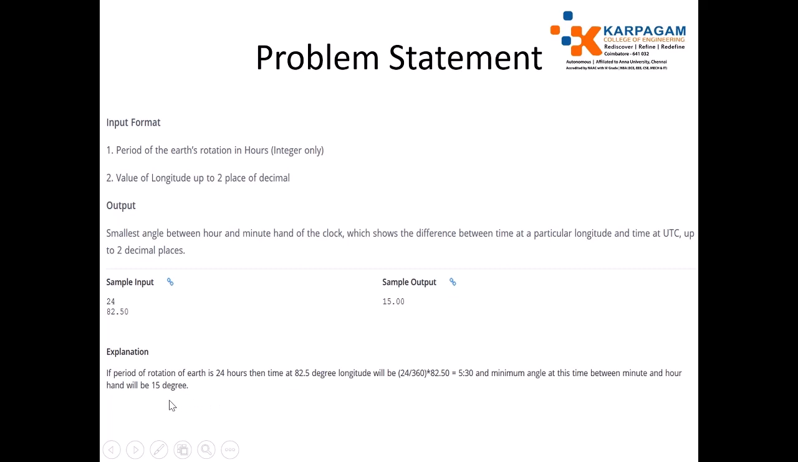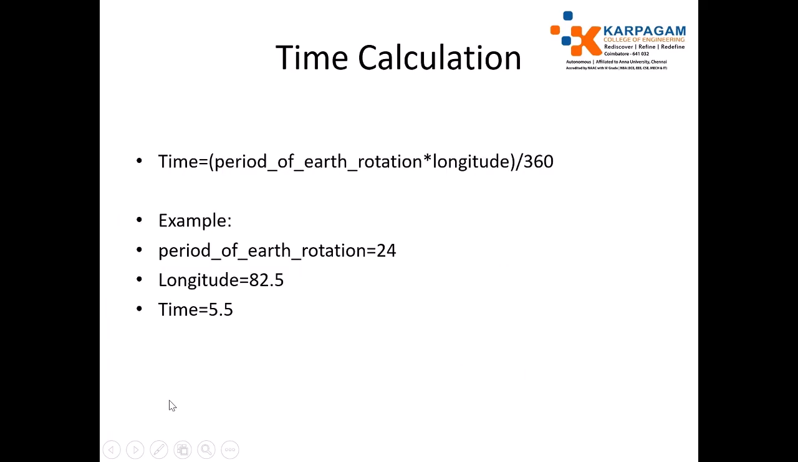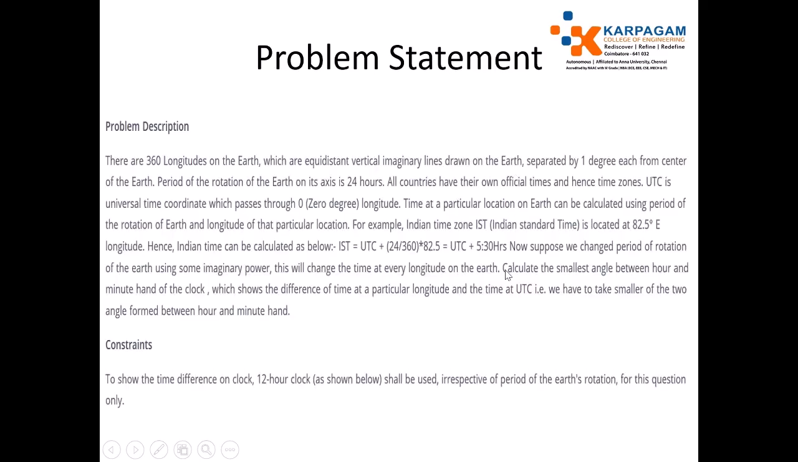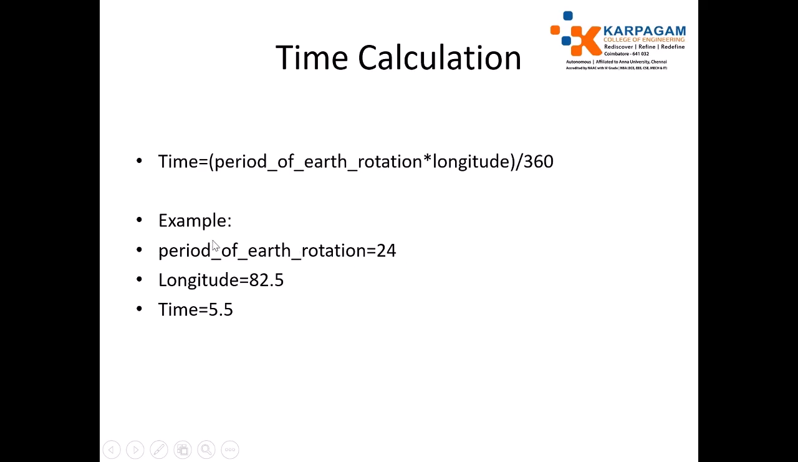That will be identified by using the formula. Okay. That is for time calculation. Time equals period of Earth rotation into longitude divided by 360, which is given here itself. For example, the period of Earth rotation is 24 and longitude is 82.5, so the output will be 5.5, that is 5 hours 30 minutes, 5.5. When you apply this formula, 24 into 82.5 divided by 360 will be 5.5.